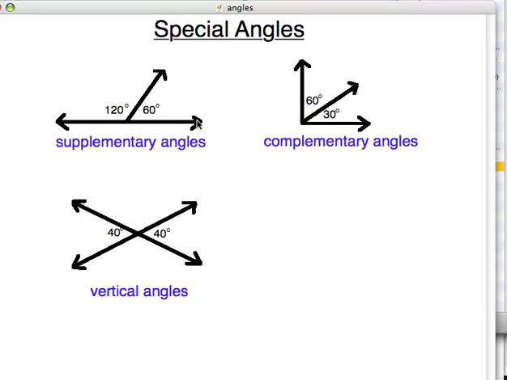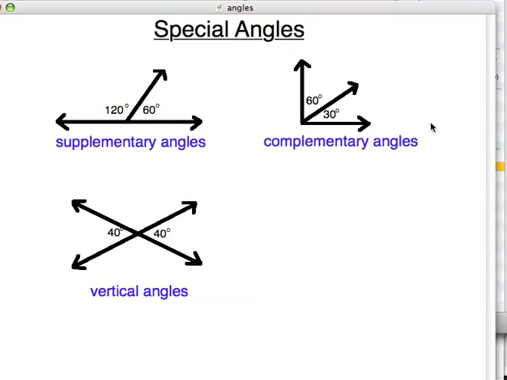Angles that form a straight line are supplementary because they add up to 180 degrees. 120 degrees plus 60 degrees equals 180 degrees. And you could do that in many different ways. 100 degrees plus 80 degrees would also be supplementary because that would equal 180. And 110 plus 70. There's many different ways to get 180 degrees.